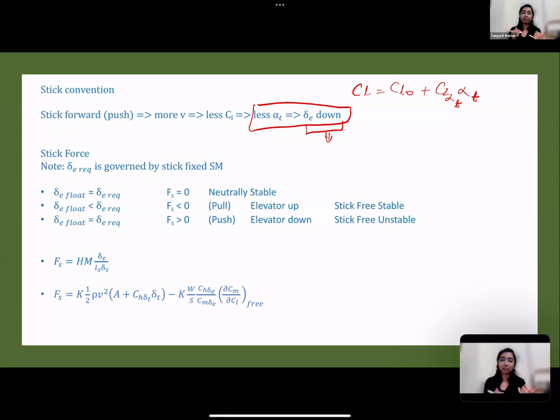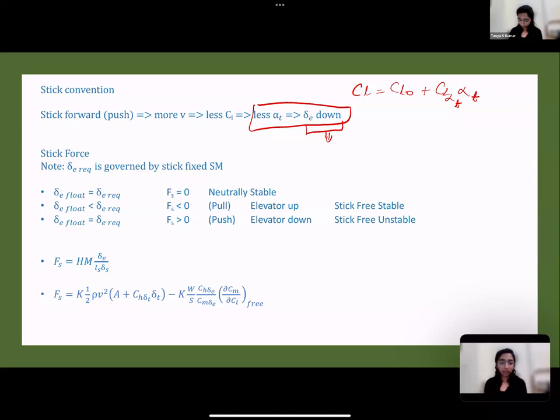Yes. Okay. So if I deflect my elevator down, like Nikhil said, the lift is increased and it causes a nose down moment. When it causes a nose down moment, your effective angle of attack, or the angle of attack at the tail, will reduce because your aircraft is pitching down. So this is something that you need to note.